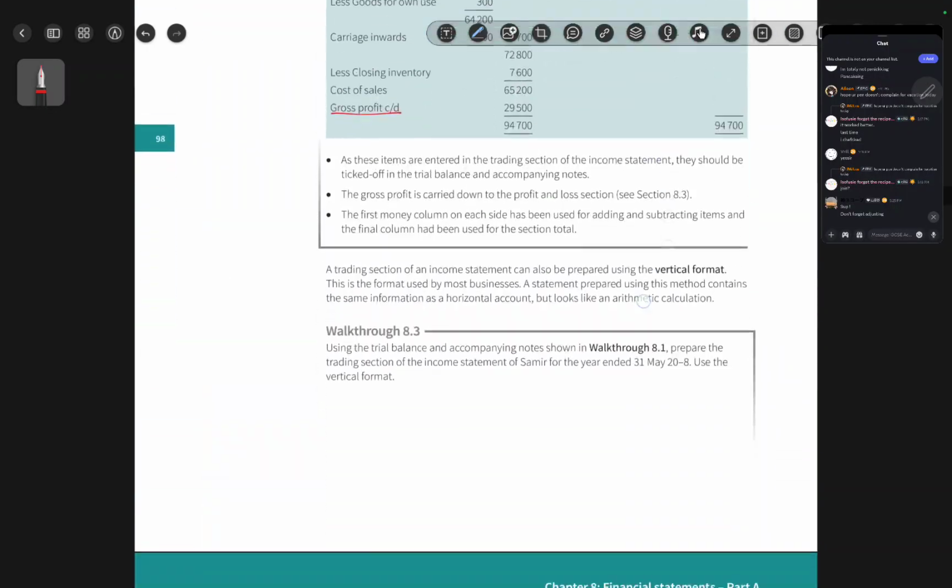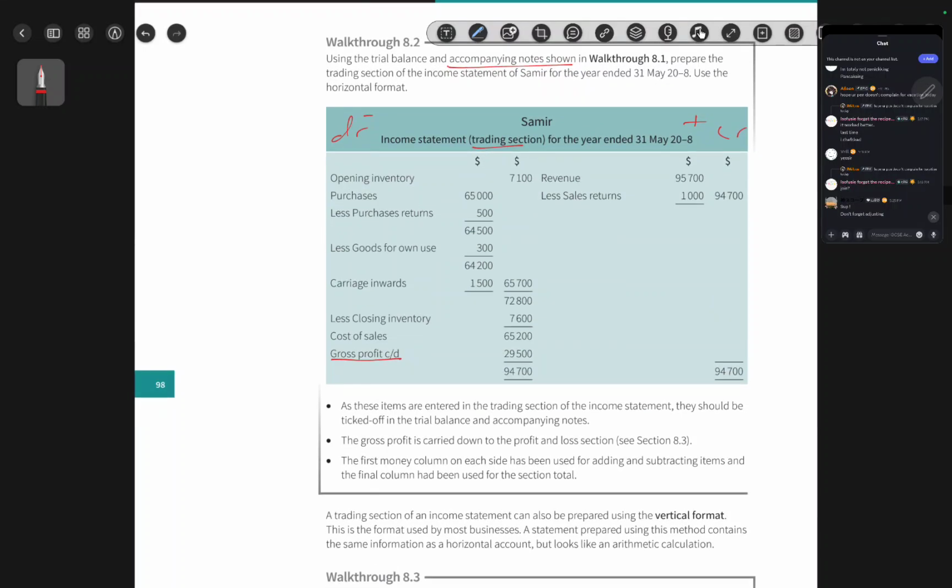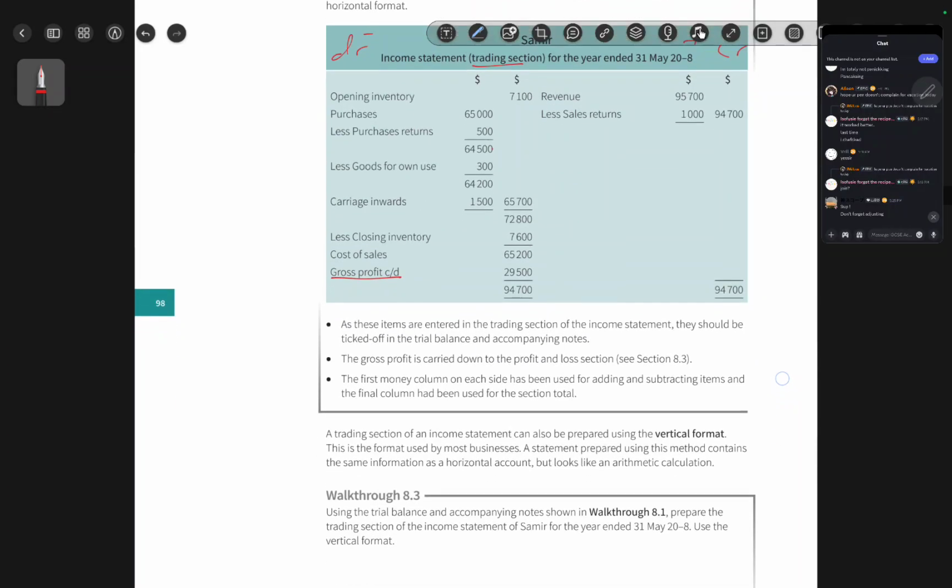The first money column on each side has been used for adding and subtracting items like this. You see, this is their total purchases. They're doing purchases minus purchase returns over here, then subtracting goods for own use, then adding carriage inwards, and then putting this final amount over here. So the second column is for final amounts. If you have any calculation, you do it in the first column. There are two columns for this.